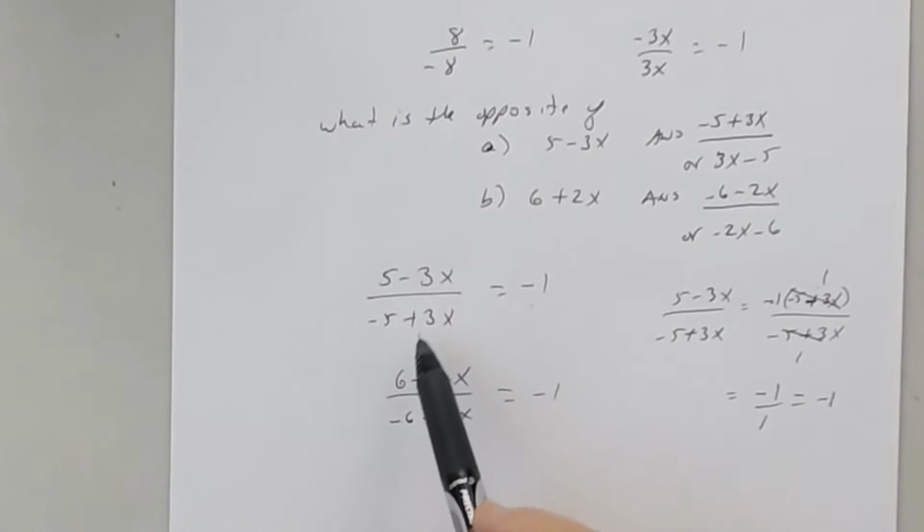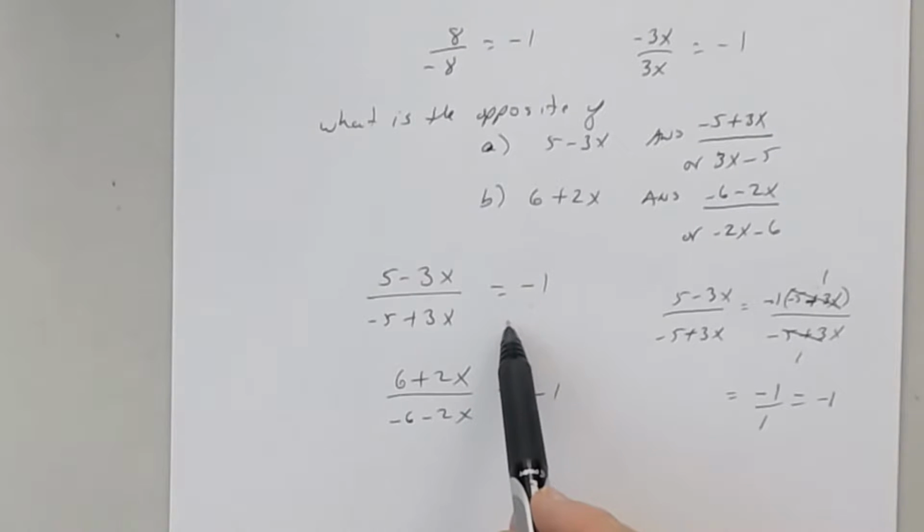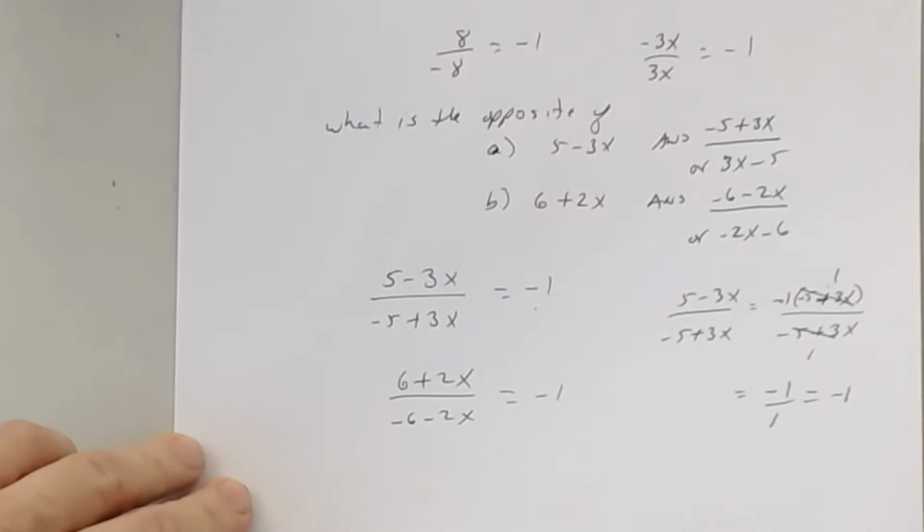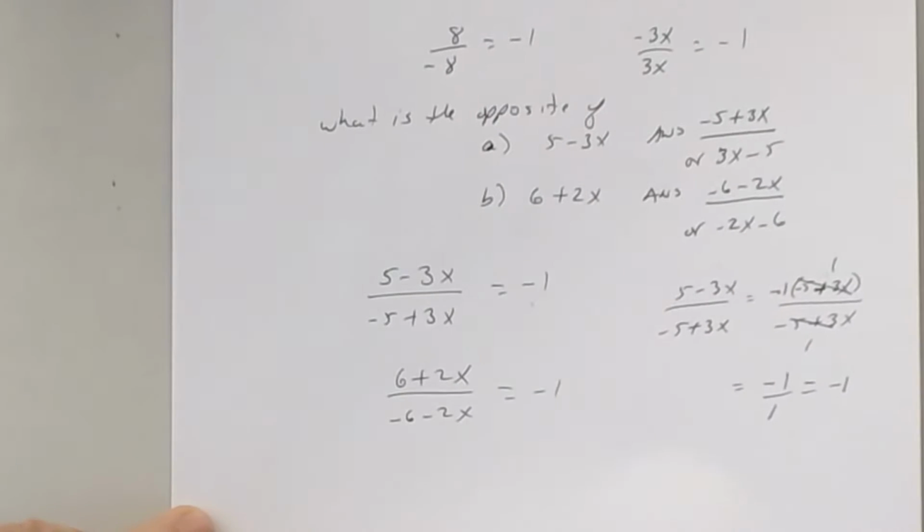So when you divide factors that are opposites of each other, you end up with what quotient? Negative 1. Okay? That's going to be important. All right, now let's look at this one. Let's go ahead and simplify.